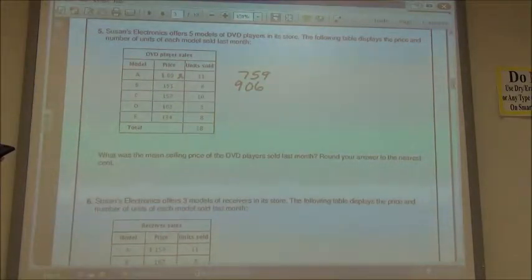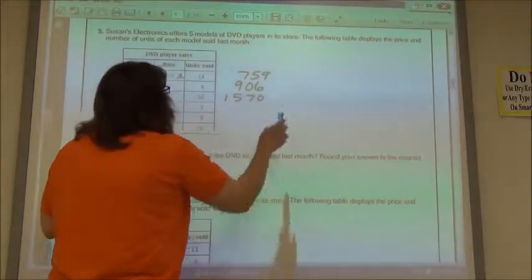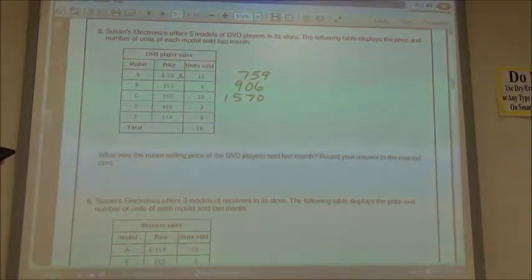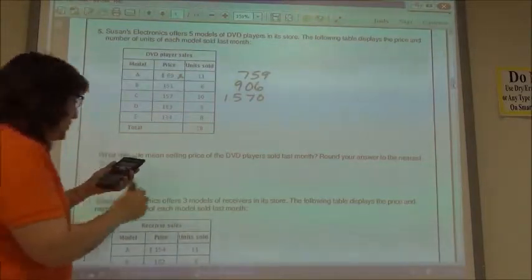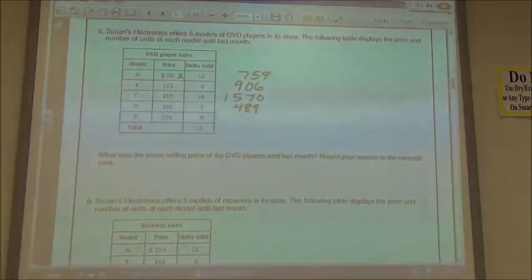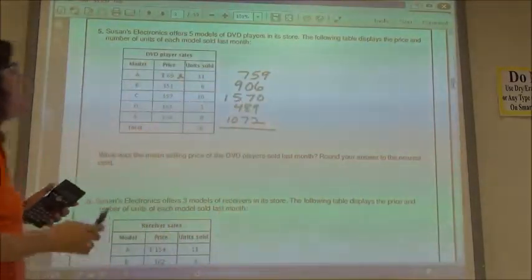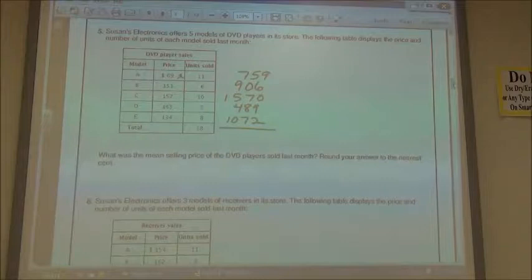Model C was $157. We sold 10 of those, so $1,570. Model D is $163. We sold 3 of those, so $489. And Model E, $134 times 8 of those, so $1,072. So the total amount that the store took in by selling DVD players, $759 plus $906 plus $1,570 plus $489 plus $1,072.